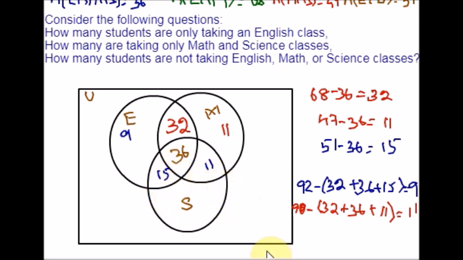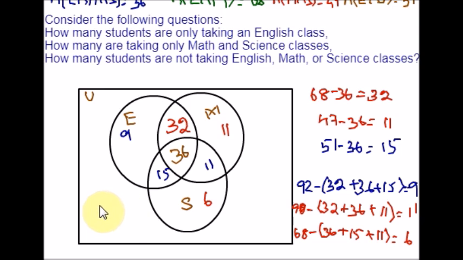Am I right? And the final step is to determine how many of the 126 total students surveyed are not taking an English, Math or Science class. So you just find the total of the numbers that we have written in the circles and subtract that from 126. So 126 minus 9 minus 32 minus 11 minus 36 minus 15 minus 11 minus 6. That will give you just 6. Write that number outside the circles.